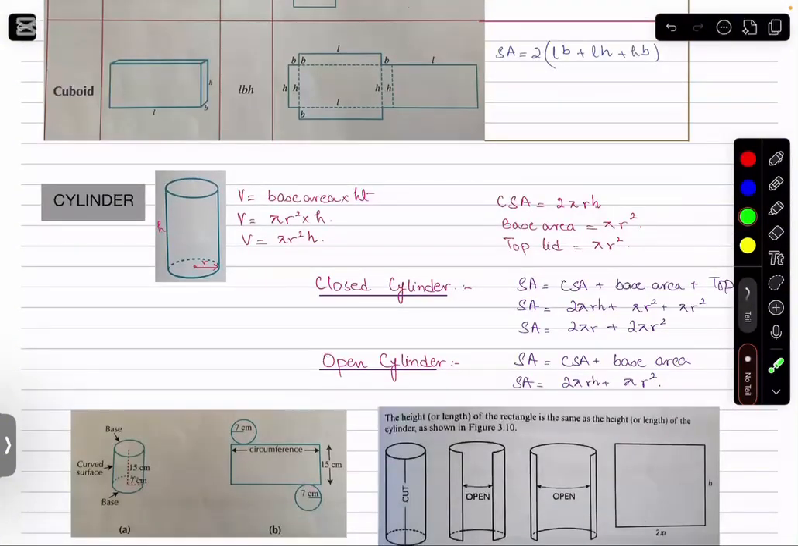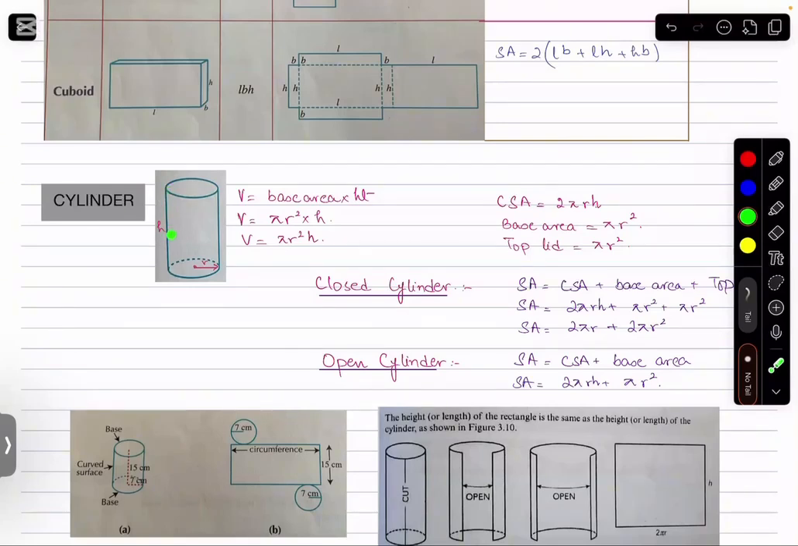Cylinder. Now for the cylinder, the volume: always remember, whenever you have a 3D shape, the basic volume formula is base area times height. So whatever the base area is, you just need to multiply it by the height. It can be a circle, making it a cylinder. It can be a square, turning it into a cuboid. It can be a rectangle, again turning it into a cuboid. And if the square and the height are the same, it will be a cube. So it's always the base area which should get multiplied by the height.